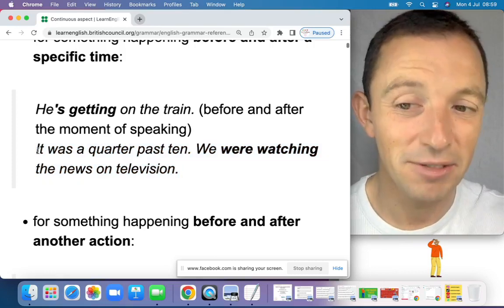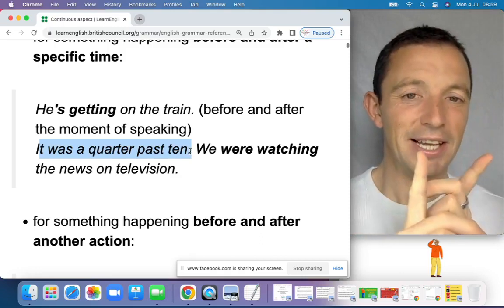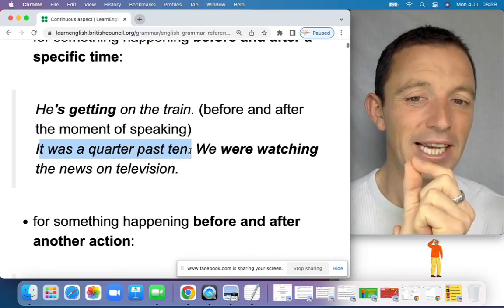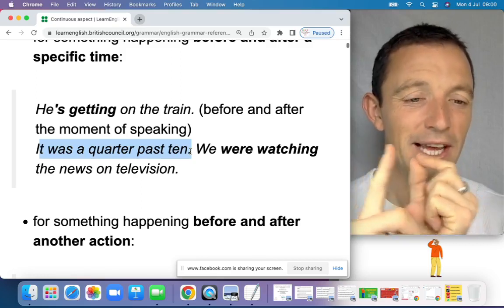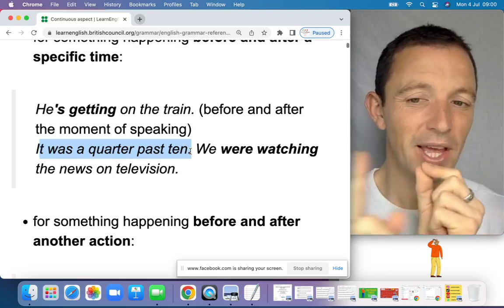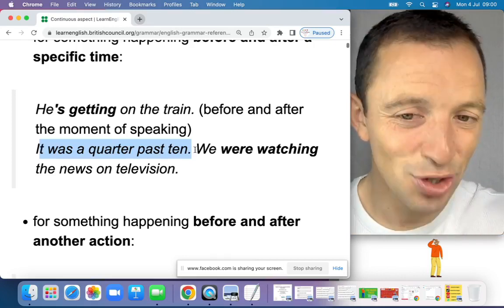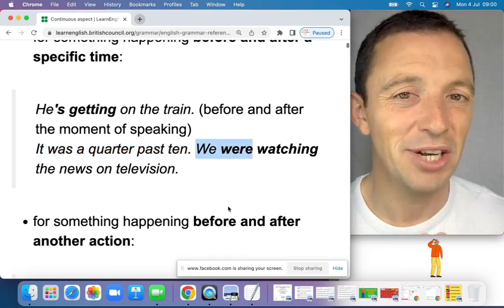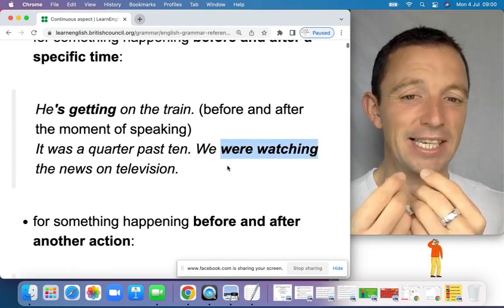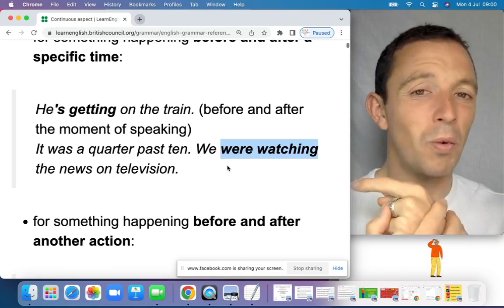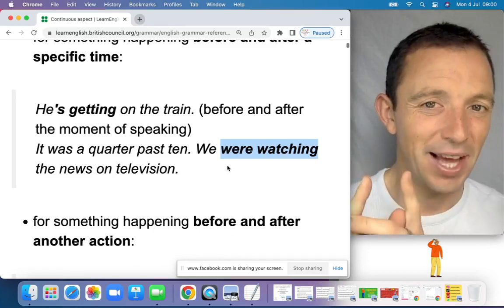So the first part of the sentence is the past simple. It was 10:15, and this is a specific moment in time. And we were watching the news on television before this moment and after this moment continuously. The construction of the formula is the subject, the extra auxiliary verb to be, and the gerund or the ing, and specifically this formula is in the past. We were watching the news on television, and that is the past continuous aspect.